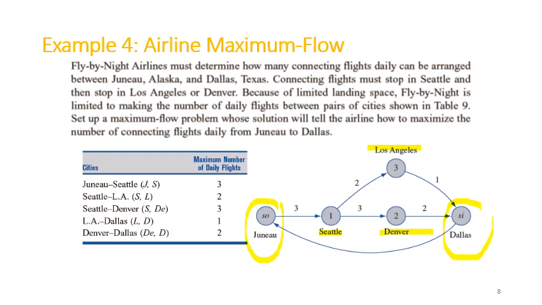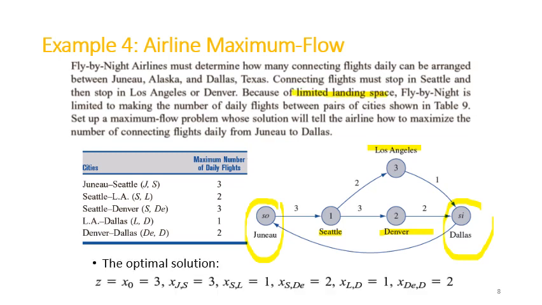However, because of the limited landing space, the number of flights between pairs of cities is limited, as shown in Table 9, or is also shown as the number here, above each arc. So let's say from Juneau to Seattle, you can only fly 3 planes daily. Now this problem wants us to give the solution about how to maximize the number of connecting flights daily that can fly from Juneau to Dallas.